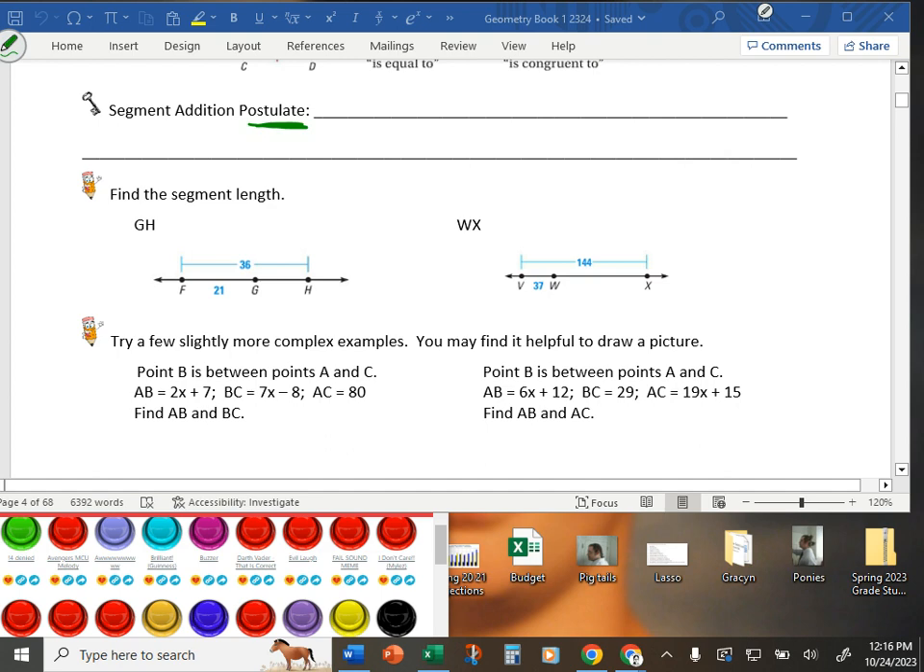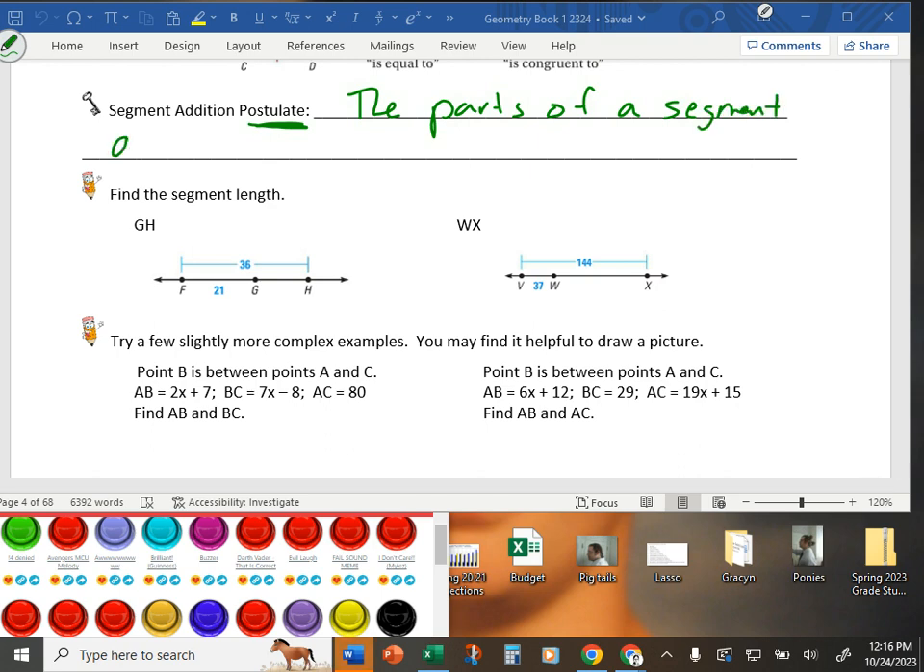And the first one, the segment addition postulate, says that the parts of a segment add to equal the whole segment. Which is why, if I give you a third grade level question such as this, telling you that the length from F to H is 36 and the length from F to G is 21, what is the length of G to H?